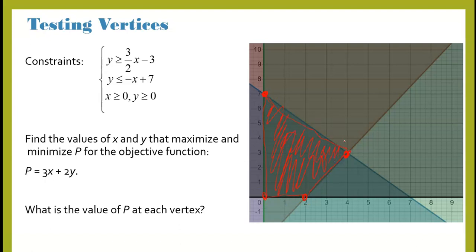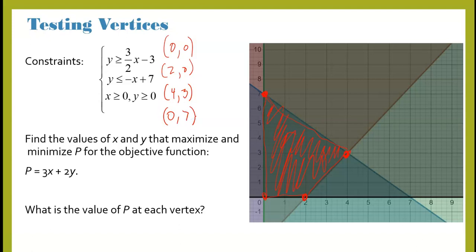Okay, so to find the maximum and minimum values of p, I'm going to identify all of these vertices. So we've got the point 0, 0. That's one of the vertices. We've got the point 2, 0. We've got the point 4, 3. And we've got the point 0, 7.